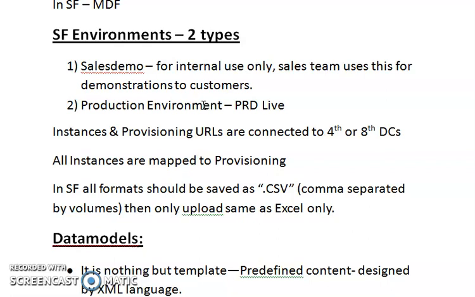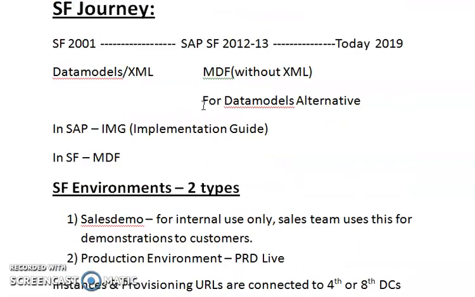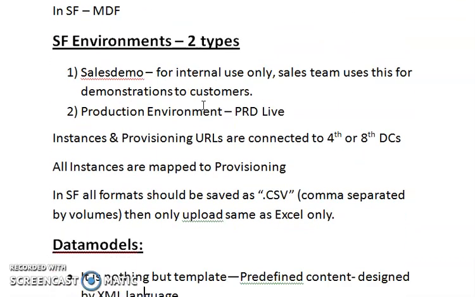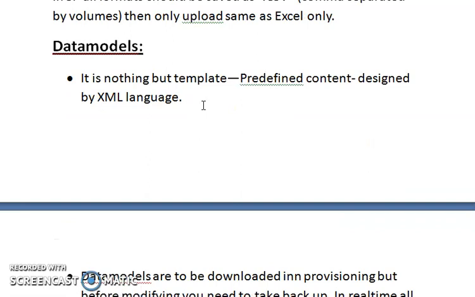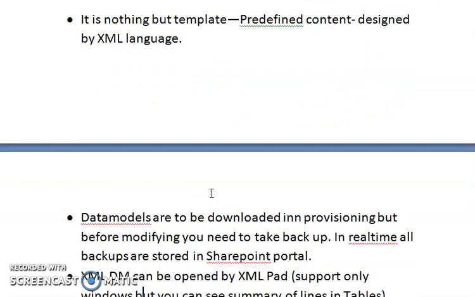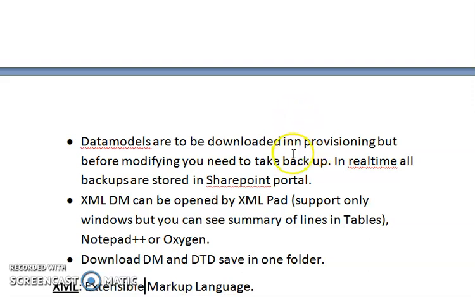In the initial part, we saw that configuration is done through data models. We shall see in more detail what a data model is. A data model is nothing but a template, a predefined content, designed in the XML language. This template is in the form of code written in the XML language. Clear? And these data models we have to download from the provisioning.